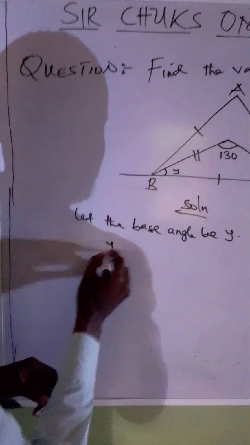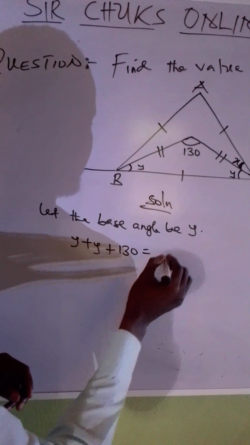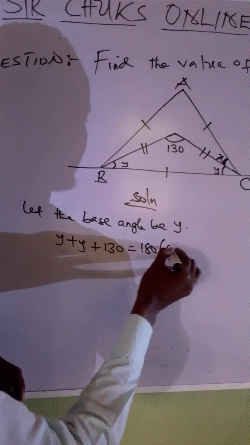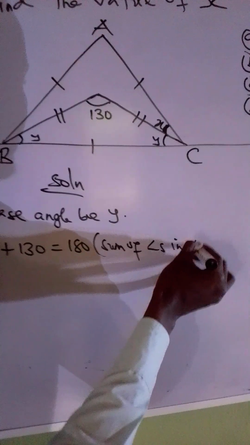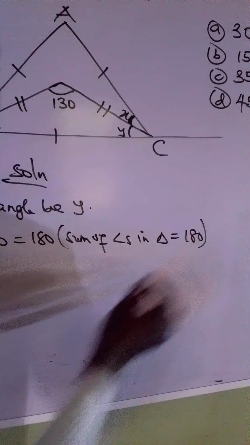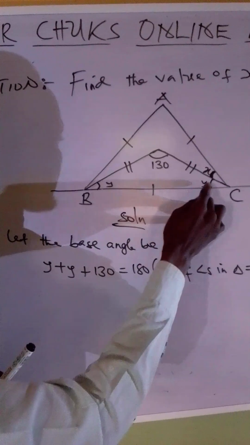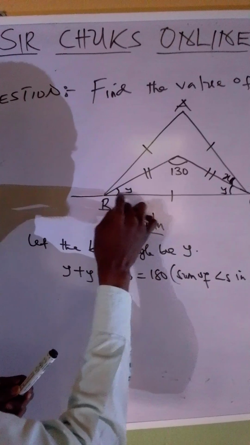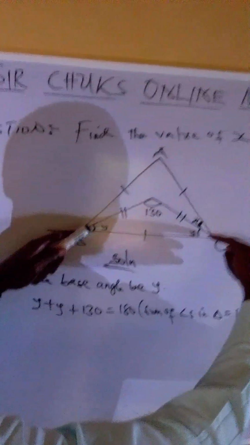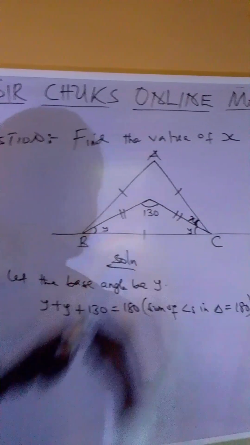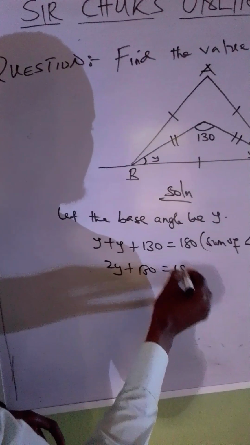So that means we have y plus y plus 130 equal to 180, since the sum of angles in a triangle is 180. Since here is y, here is also y, because the base angles of an isosceles triangle are equal. This one is an isosceles triangle, while the other one is an equilateral triangle. So y plus y gives us 2y plus 130 equal to 180.